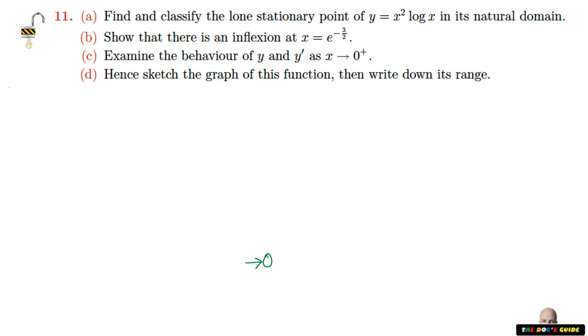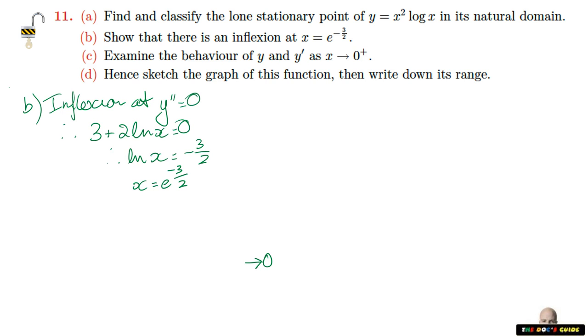Now, the next part, show that there is an inflection at x equals e to the minus 3 on 2. We take that second differential, set it equal to 0, we go through and we solve that, and we get x equals e to the minus 3 on 2, as expected. And again, what is that? Well, that's just a number. It's a positive number, and it's the square root of 2.7 cubed.